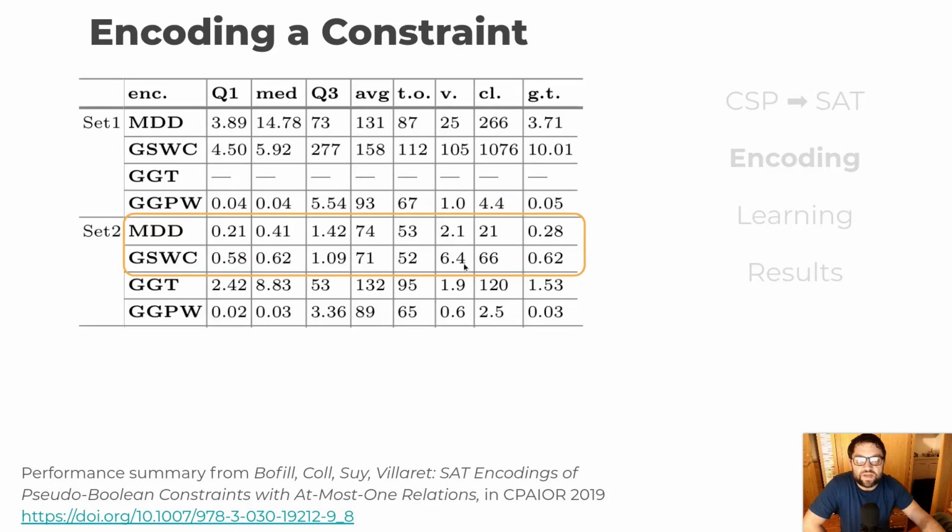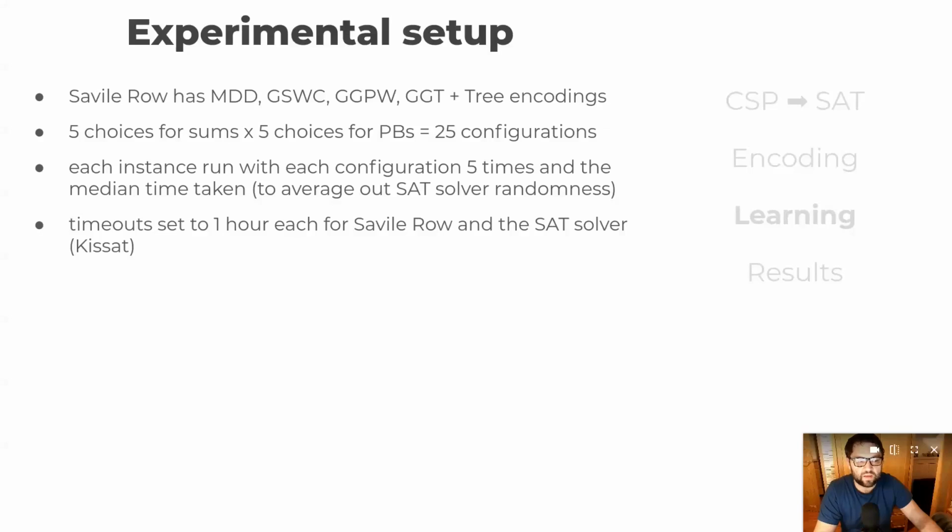But when it comes to running times, the average column talks about the mean time taken to solve those problems. This one is actually 3 seconds faster in the mean time. So it's not a trivial choice. All the 4 encodings shown on the previous slide are implemented in Savile Row, as well as an extra encoding just called tree. And that gives us 5 choices for how to encode PBs.